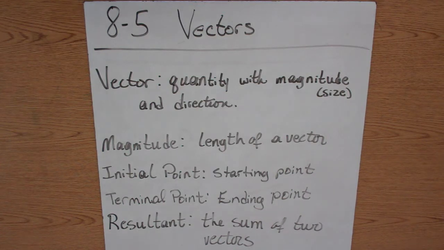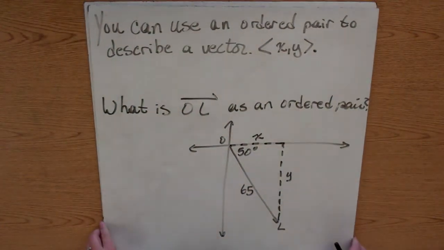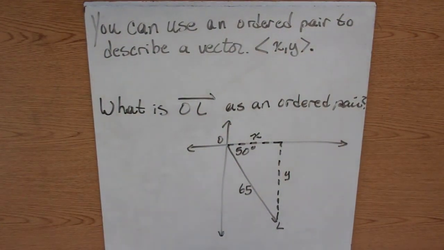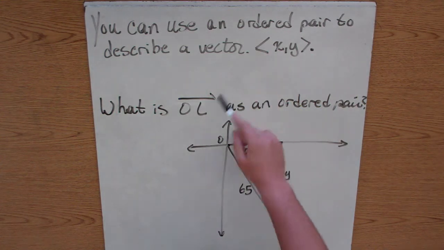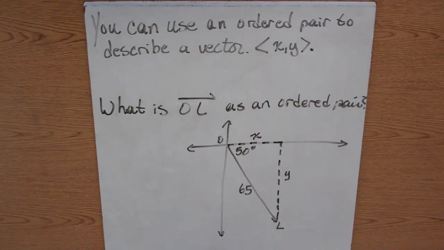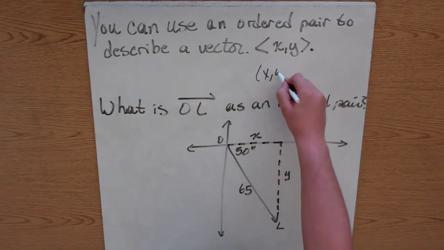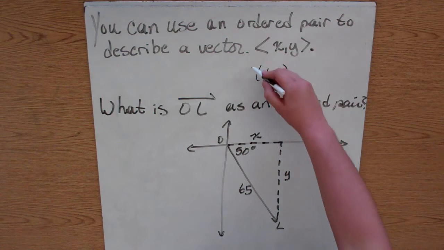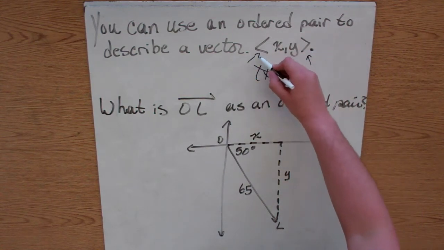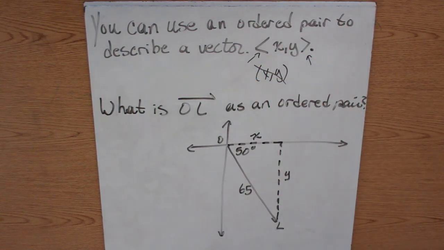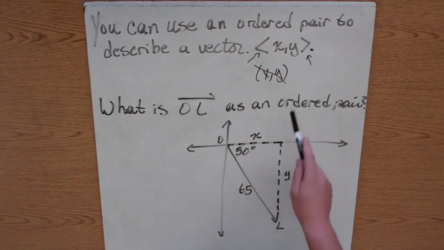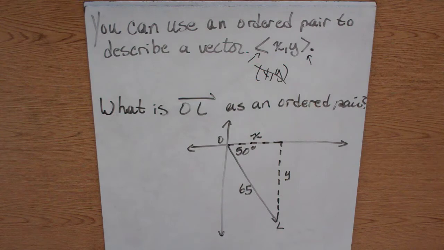Alright, now, describing a vector. Alright, you can use an ordered pair to describe a vector. Now, when you write the ordered pair that is describing a vector, instead of using parentheses like we normally do, what you're going to have to do now is use the greater than or less than symbols to enclose your coordinate point x and y. Alright, you're going to have to enclose them with greater than or less than symbols.